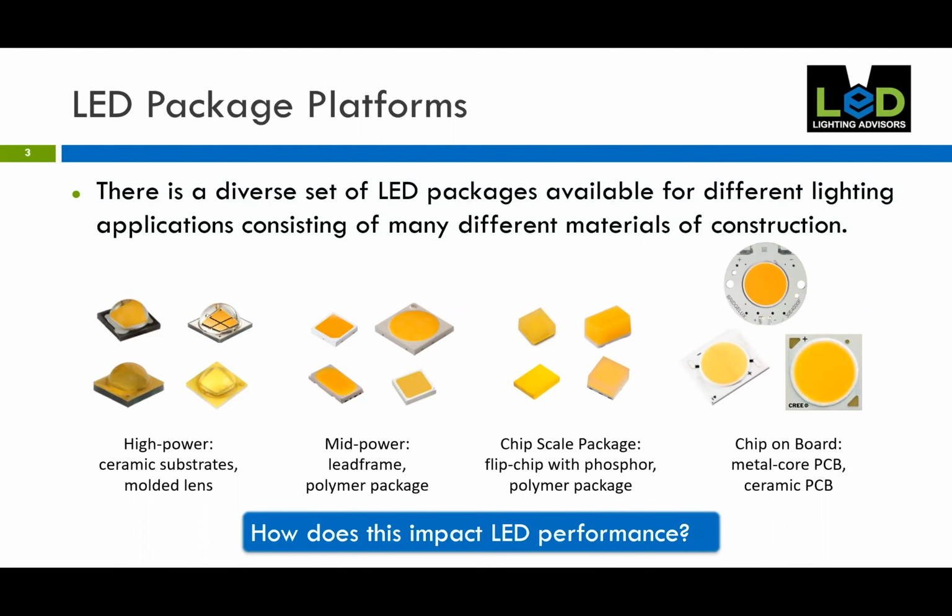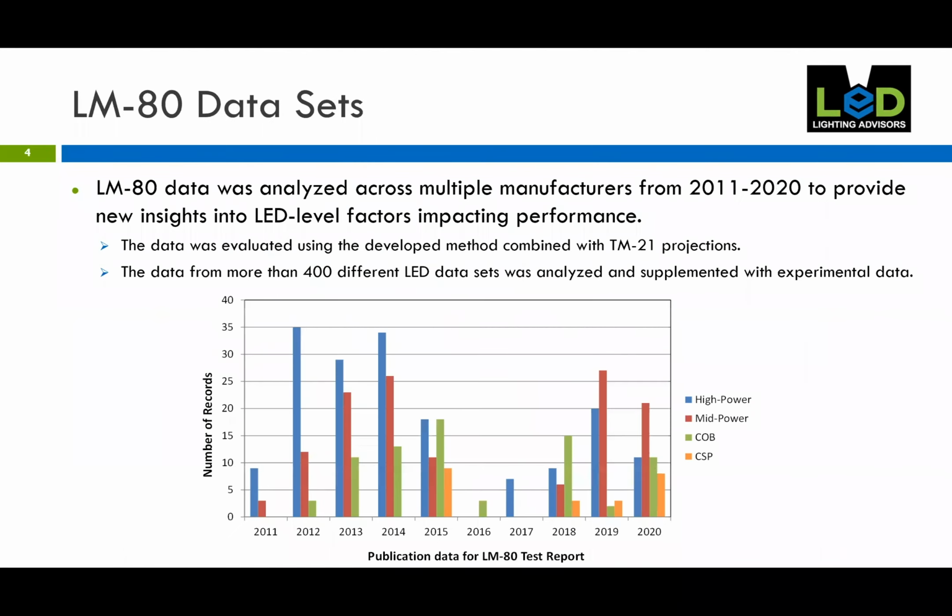With these 4 package platforms, there's a wider set of materials and methods of construction, and in this effort, we wanted to see how this impacts LED reliability performance over time. As part of the long-term study, we have reached out to LED manufacturers requesting LM80 data reports for analysis. This work began in about 2014, and we published multiple presentations and a report in 2015 about our findings on the behavior of different LEDs in terms of lumen maintenance and chromaticity maintenance.